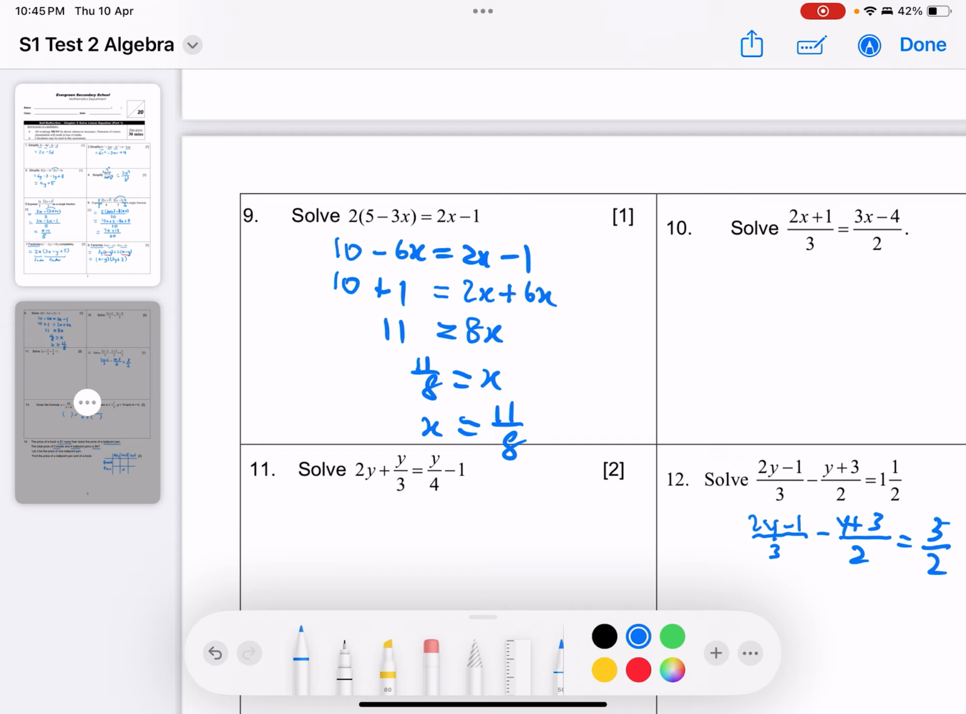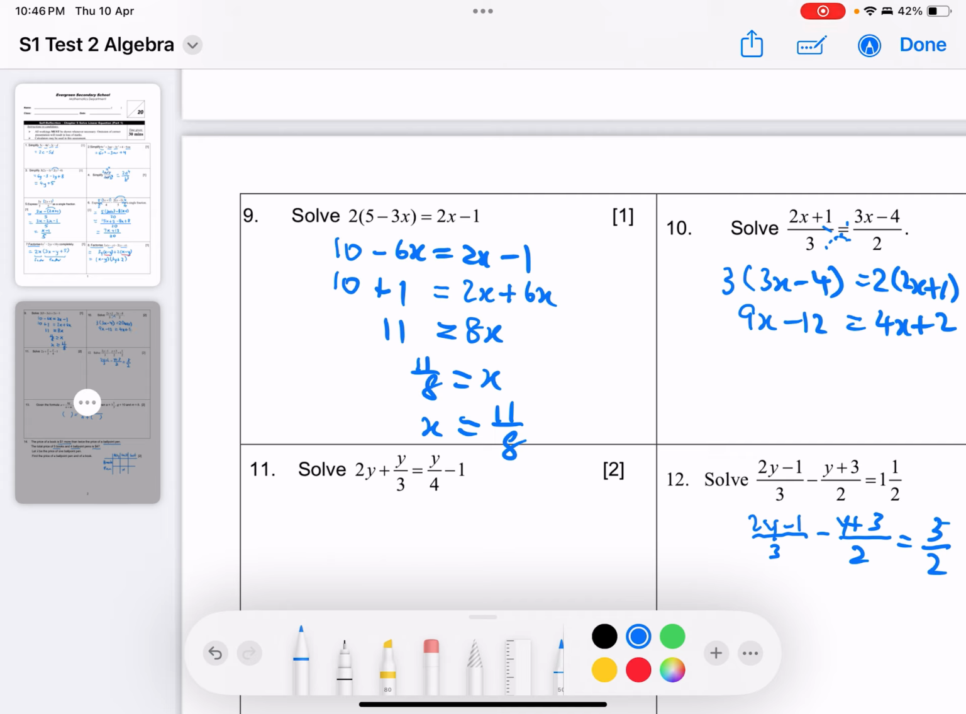In number 10, we have two equal fractions. When we have two equal fractions, we can cross multiply. That means we multiply diagonally, putting the bigger term in x on the left, and multiply the other diagonal, put it on the right. Open up the brackets. 2 times 2, 4. 2 times 1, 2.